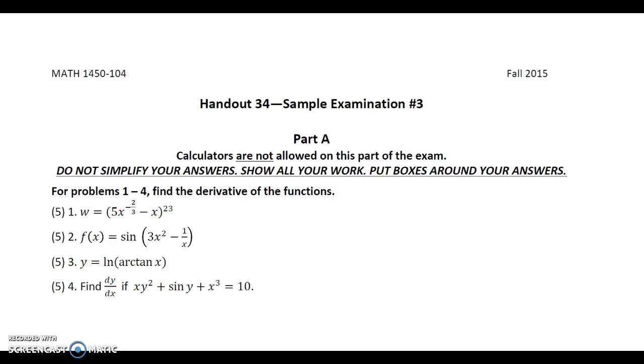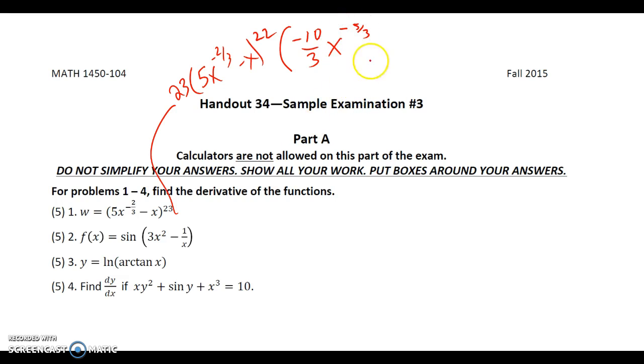All right, in order to get the answers, I was able to get the answers he had in the back. Well, let's walk through them. Number one, right? Basically, I have to take the derivative of the outside first, which would be 23, same inside, minus x to the 22nd, right? And then take the derivative of the inside, which will be, if I bring this down, negative 10 thirds when I put 2 thirds and 5 together, x to the negative 5 thirds, I subtracted 1, right, minus 1. So that would be the answer here.